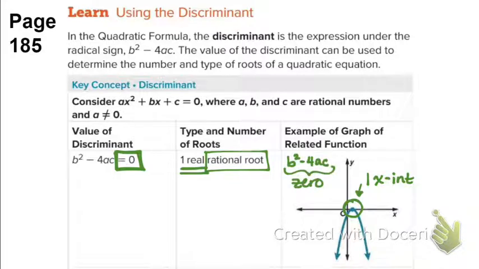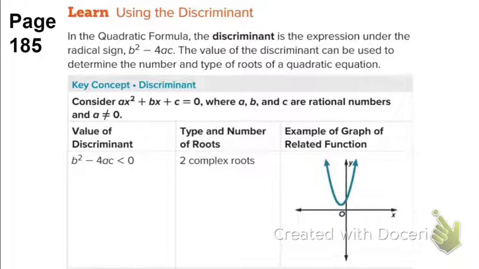That means that my vertex is the only part of this parabola that is going to touch the x-axis. It will always be the vertex touching the x-axis if I get 0 when I evaluate that discriminant. It won't always open down like the last two examples that you've seen, but it will always be the vertex.